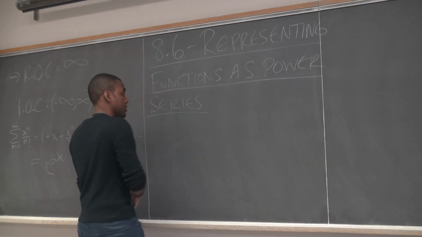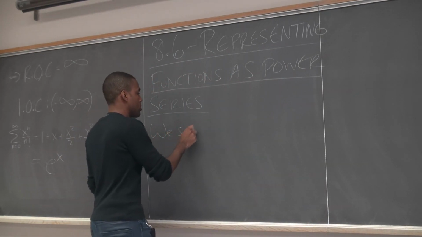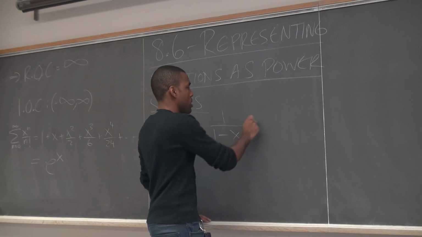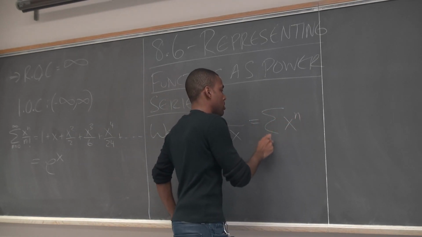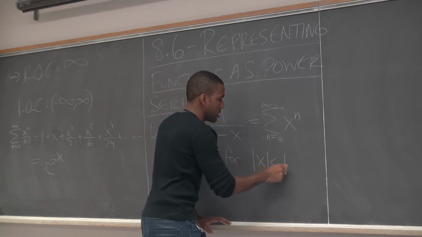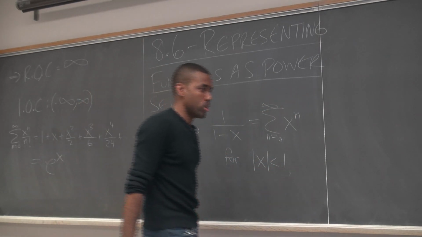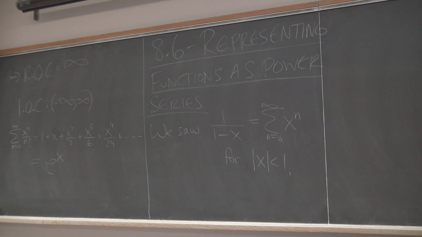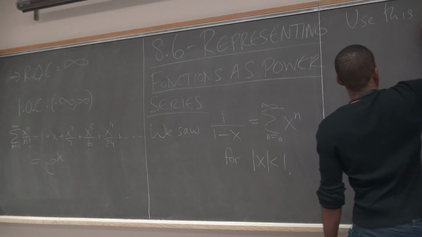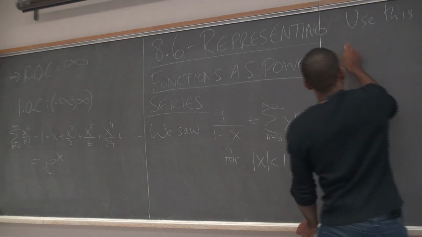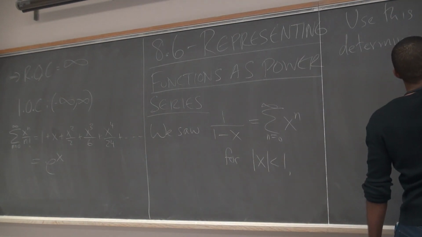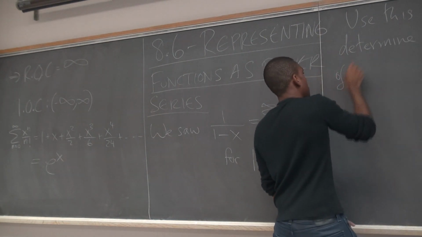So let's actually move on. This is one that we use very commonly, so it's actually something you should have memorized. That 1 over 1 minus x is the series x to the n, n goes from 0 to infinity, for x less than 1 in absolute value. Right? That's just something you know now. Use this fact to determine the power series for the following.